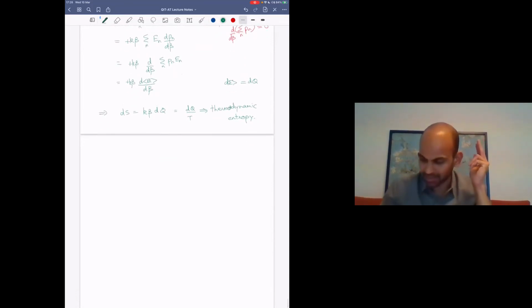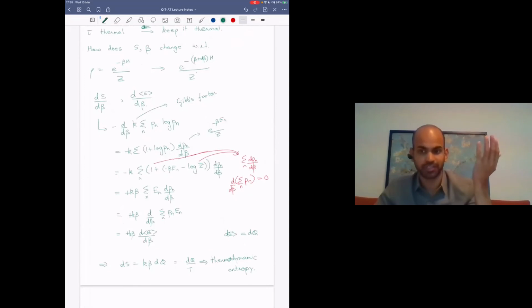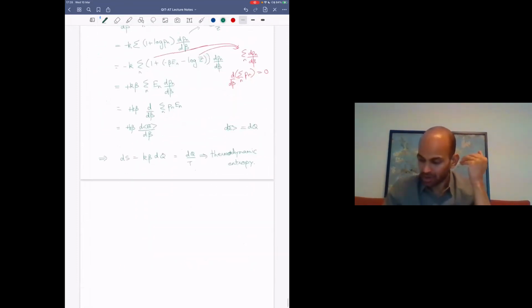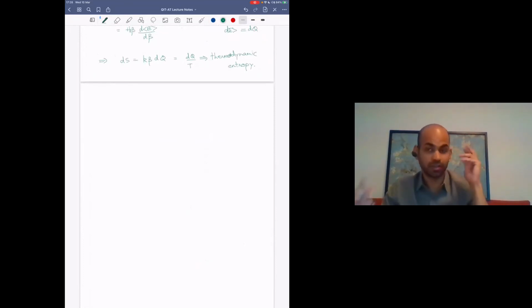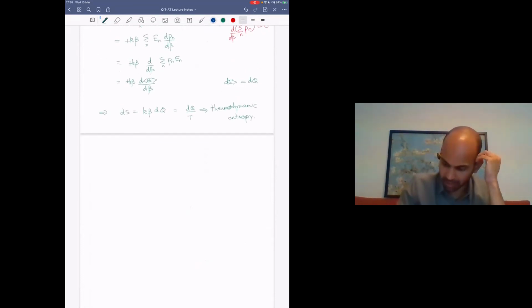Okay, so to complete this, I will do one more thing. What we've argued here is that for a differential change in the energy, we have this relationship. But of course, notice that beta also changes. We differentiated with respect to the temperature, and so the temperature also changes. For a thermal state or a thermal bath, what we would like is that the temperature doesn't change. And the way to argue this is quite simple.